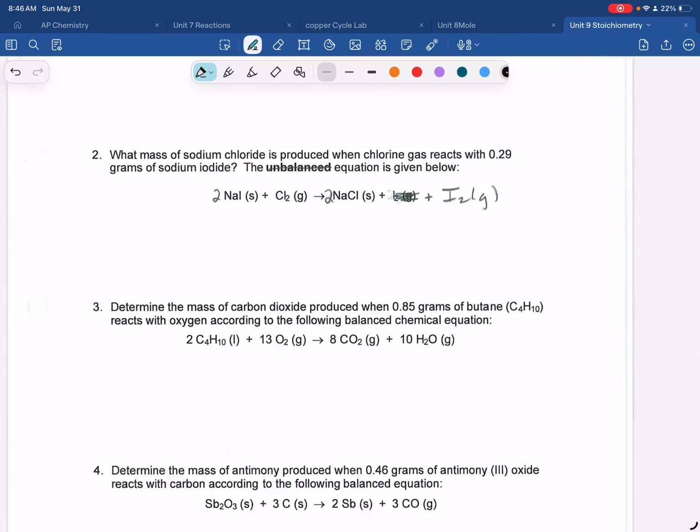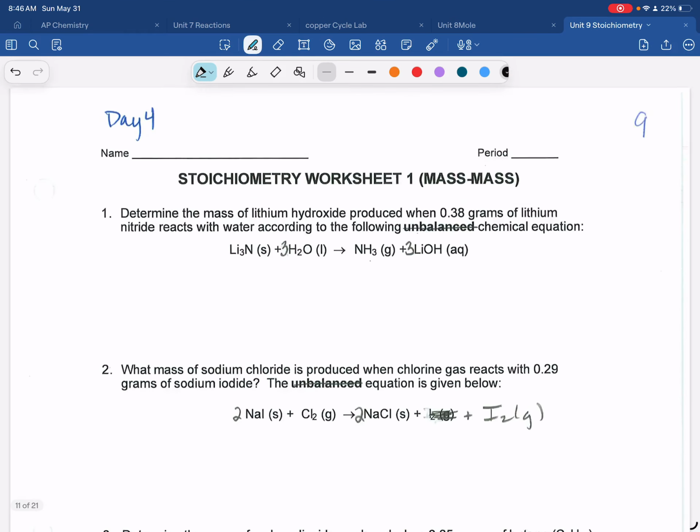One more type of mole problem to do. Okay, so this mole problem is mass to mass. So these are 3-step mole ratio problems.